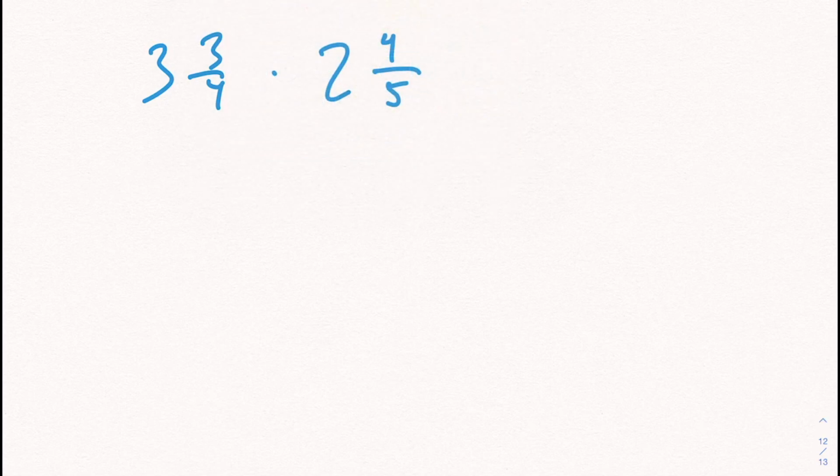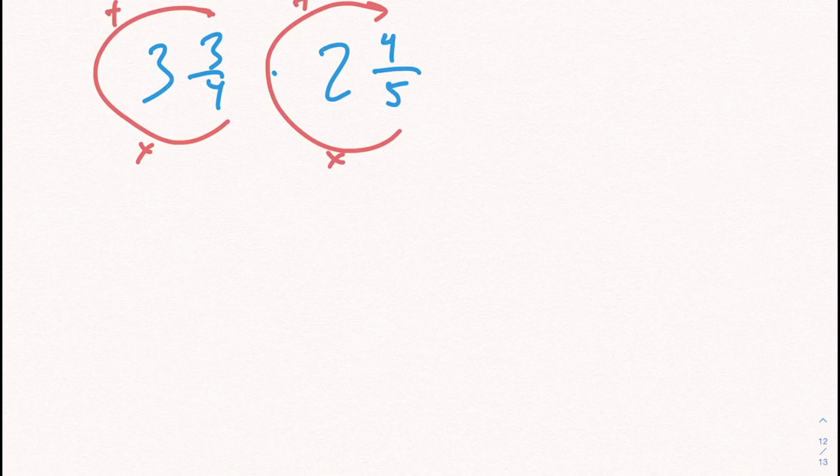I'll try to do this a little faster. You're going to change these into common fractions. So 4 times 3 is 12, plus 3 is 15, over 4, times, and 5 times 2 is 10, plus 4 is 14, over 5.